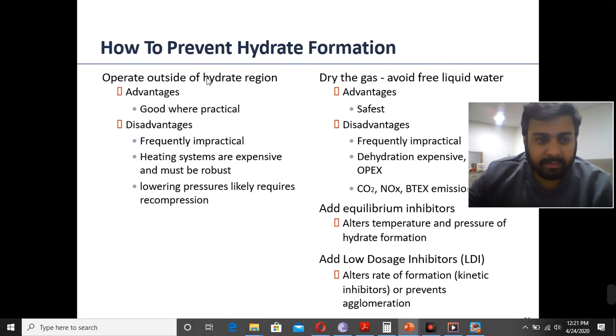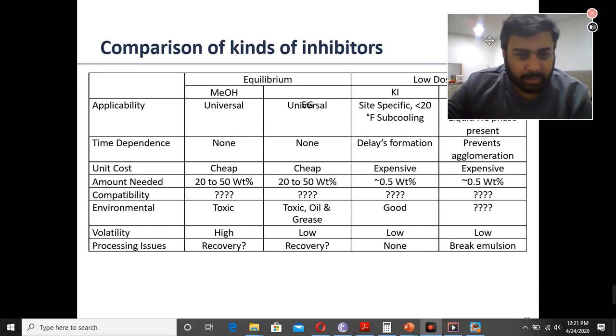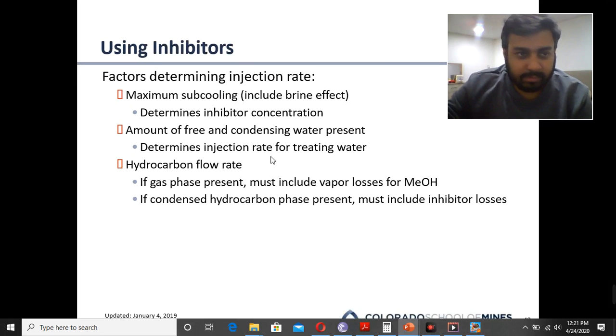Well, how to prevent it? First, work outside the hydrate region. This should be the main approach. And remove the water. This is the second. Well, it is quite impractical, as there's still some water which remains. Or add an inhibitor. So these are the three methods to prevent hydrates: work outside the region, remove the water, and put in some inhibitor. That's what you can do. Methanol, MEOH, is commonly used, and there are low dosage inhibitors as well. These are some of the inhibitors that can be used to prevent hydrate formation.